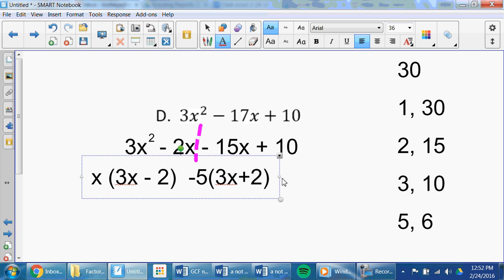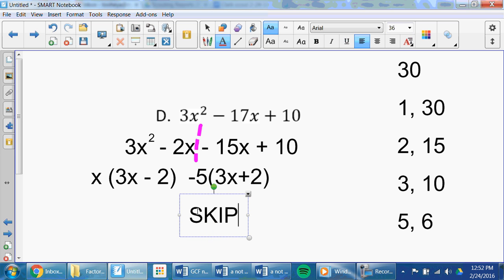Well, it looks like I don't have matching inside, so I need to change something here. If this one's going to be a negative, then I'm going to take out a positive 5. Actually here, I think this one is not factorable, so we're going to skip D here. All right, let's skip over D. We'll talk about that in class the next day.